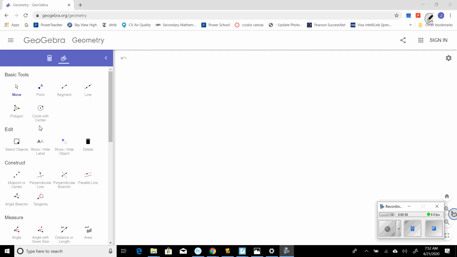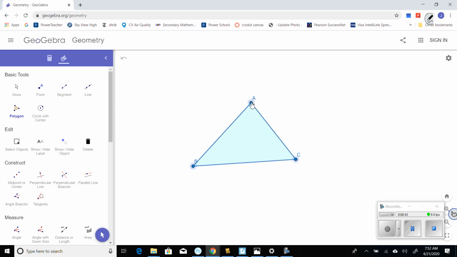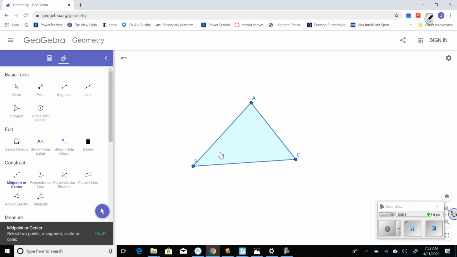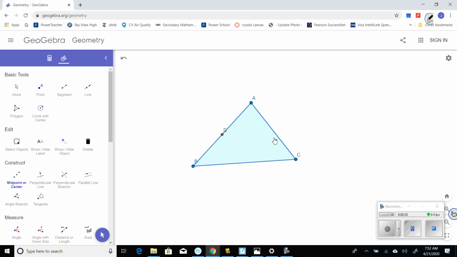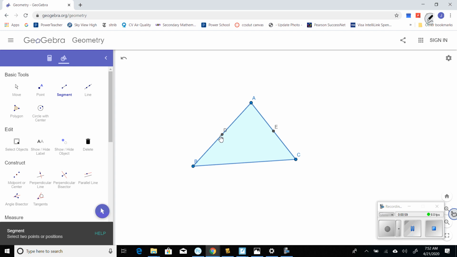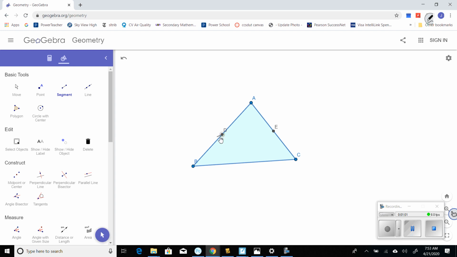I'm just going to make me a triangle. And then to construct a mid-segment, I need to find the midpoints of two of the sides. I'm going to click on midpoint down here. It says click on 2 points or a segment. Click on that segment and that segment. And then the mid-segment is the segment that connects those two midpoints. So that DE right there is the mid-segment, right? D is the midpoint of AB. E is the midpoint of AC.